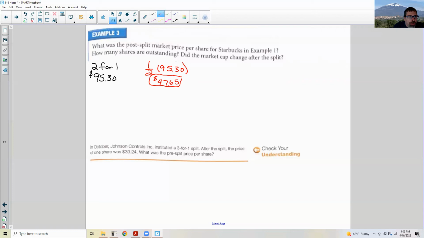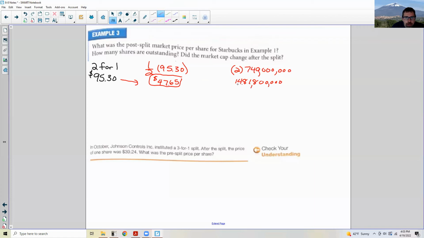Okay, so first it says how many shares are outstanding. The price of the shares dropped to $47.65. They went from $95.30 to $47.65 each. And there were 749 million shares. For every 1 share, we now have 2. So you multiply that by 2, and 7 times 2 is 14, 2 times 4 is 8, 9 times 2 is 18, and then 1, 2, 1, 2, 3 zeros.